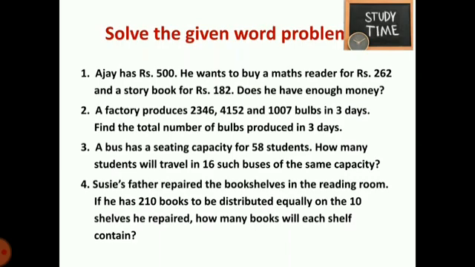If it is not, then you can say that Ajay has no money, not enough money. You can say like that. A factory produces 2346, 4152, 1007 bulbs in 3 days. Find the total number of bulbs produced in 3 days. Just you have to add.